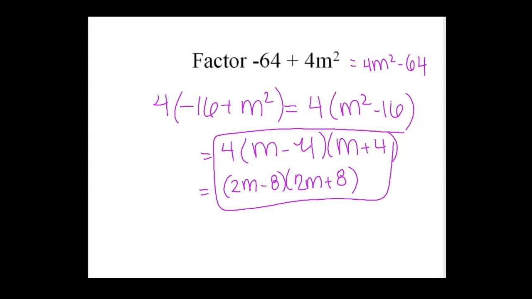And then in that next example, that negative 64 plus 4m squared is the same as 4m squared minus 64. You can start by taking out a GCF. If you forgot your GCF, this is the answer you would have gotten. But again, that is not factored completely because 2 and 8 and 2 and 8 have that GCF, and we need to factor out that 4.